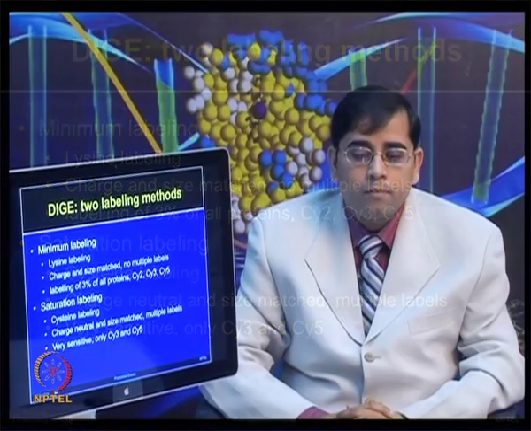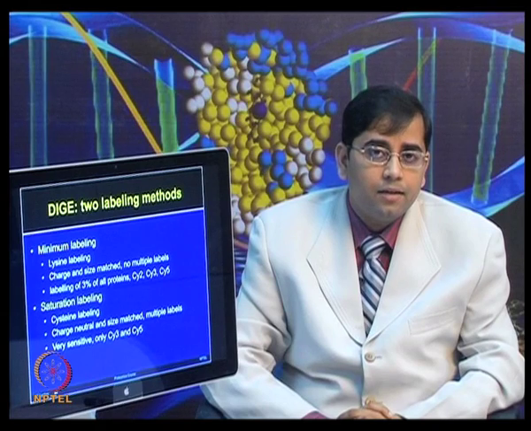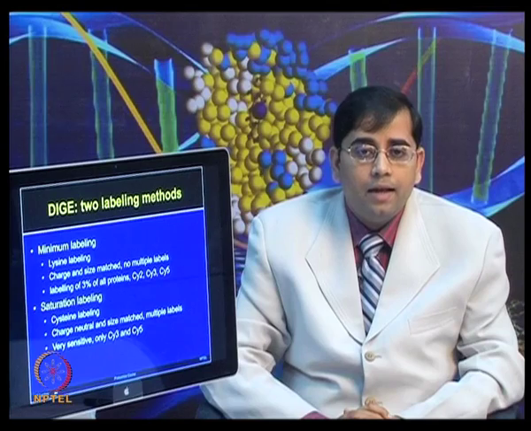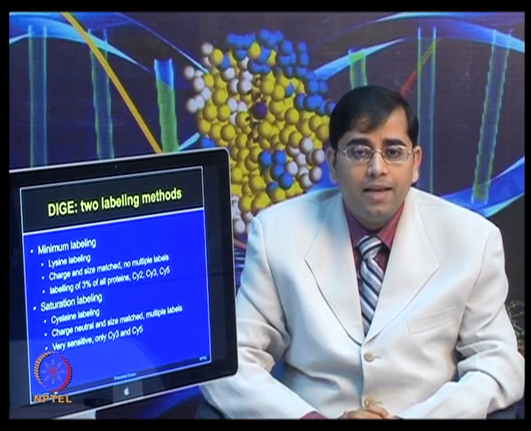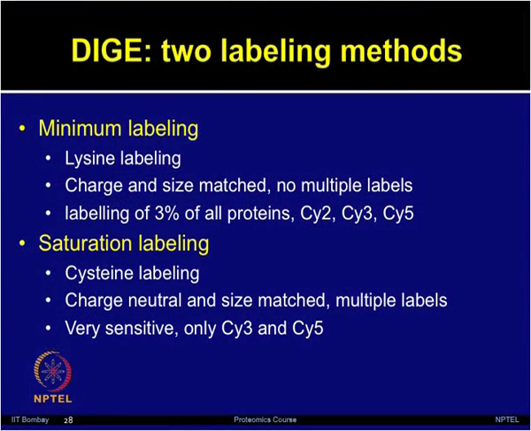The saturation labeling is done by using cysteine tagging. So, the amino acid cysteine is targeted to label. This is charge neutral and size matched. Multiple labels are used. It is very sensitive and used only for the Cy3 and Cy5 labeling. So, saturation labeling is not so widely used, but this is another method one can use for labeling the proteins, and it can be used in DIGE methodology.